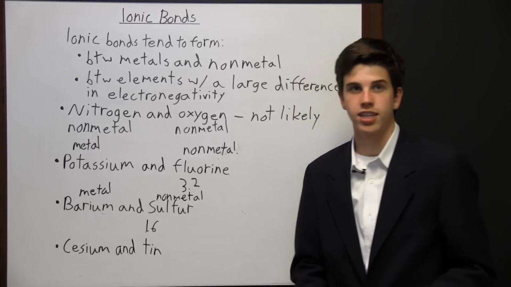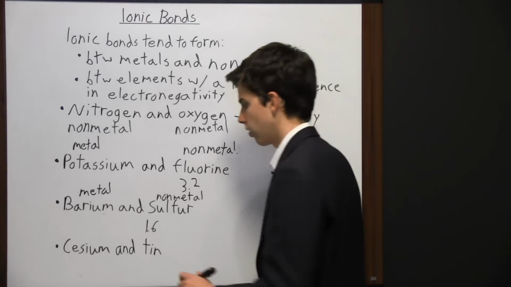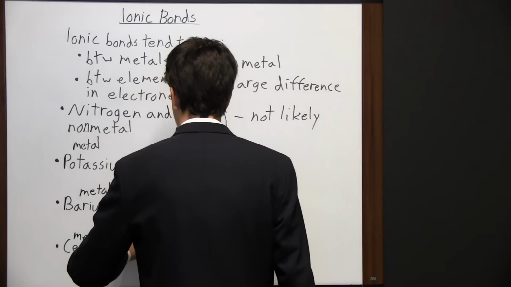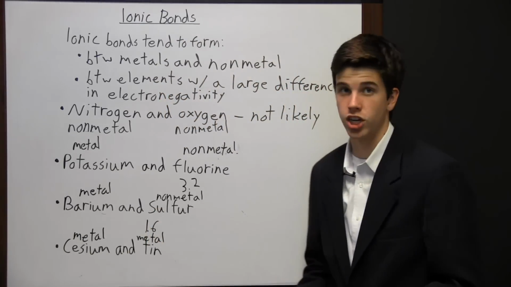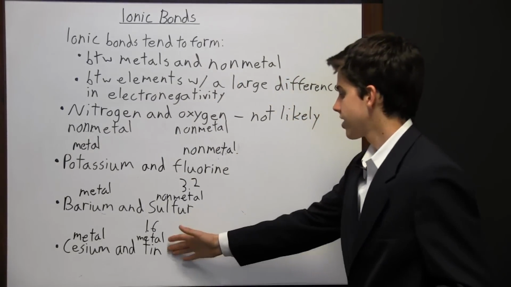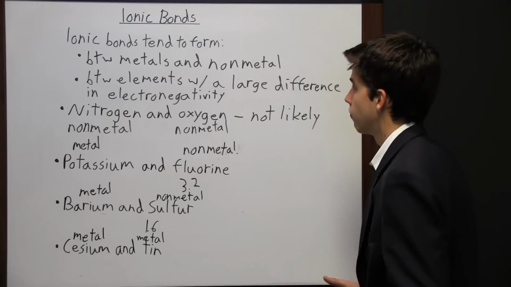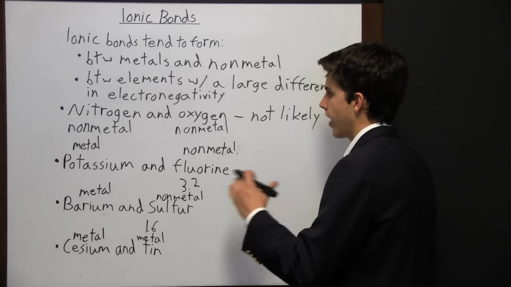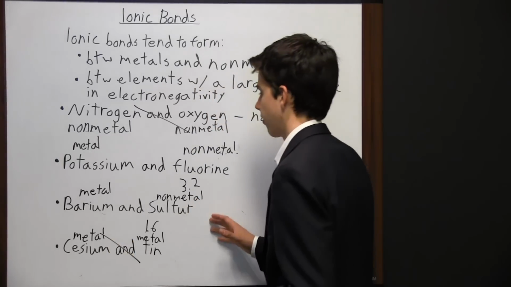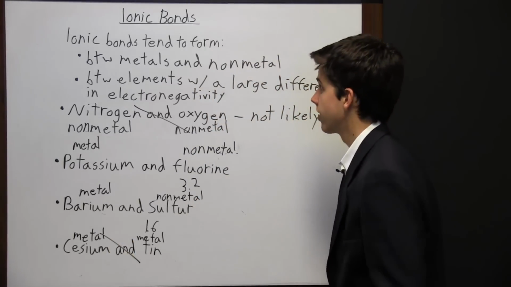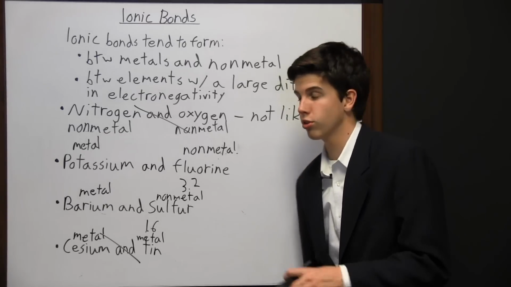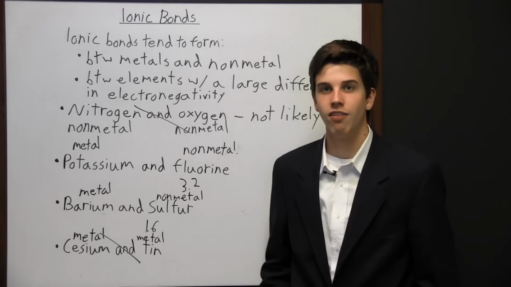Now finally, we have cesium and tin. Cesium is an alkali metal, and I'm sure you can guess that tin is a metal. So here we have two metals interacting with each other, so it's not between a metal and a nonmetal. So cesium and tin are not likely to form ionic bonds. Notice the main factor here was whether we had two nonmetals or two metals. But when we have a metal and a nonmetal, they're likely to form ionic bonds, especially if they have a high electronegativity difference. So hopefully through this short session, you have a better understanding of ionic bonds.